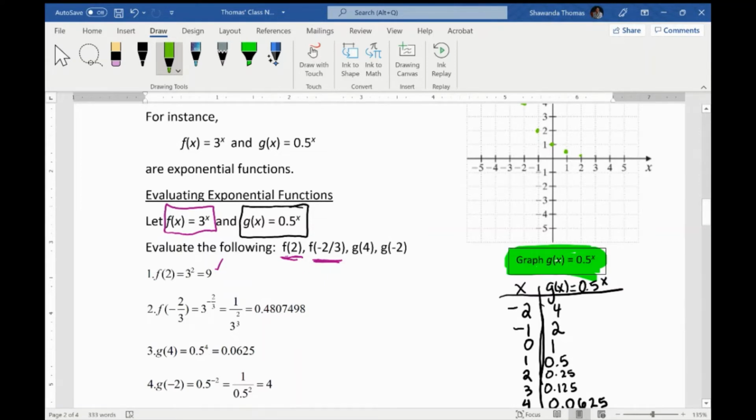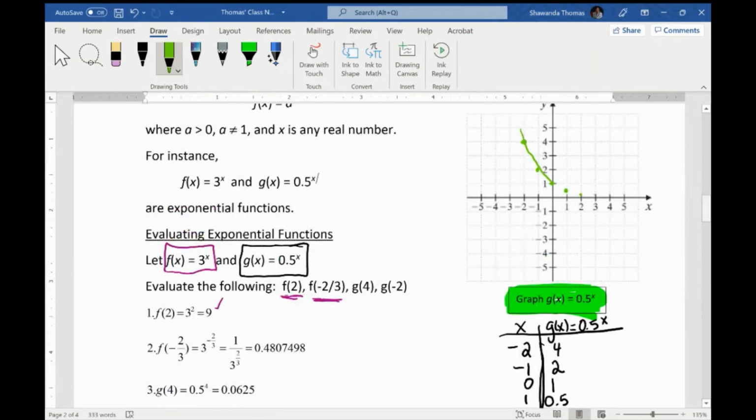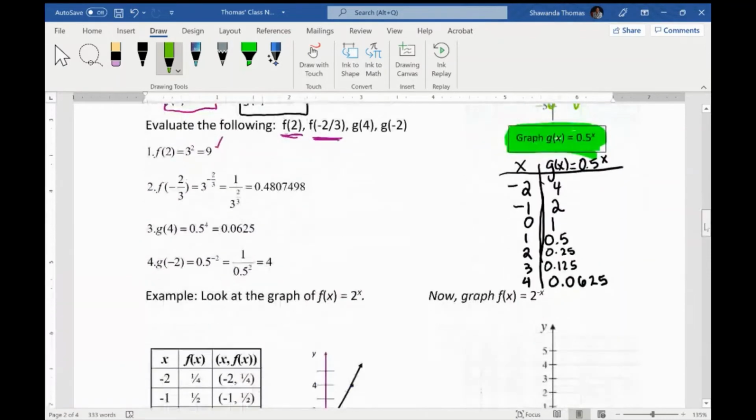Okay, so this function right here is looking like this. Would you say this function is decreasing or increasing? Decreasing. How do you know that? It's falling to the right. Very nice. So if you trace from left to right with your pencil, it will be going down, which means it's a decreasing function. All right. Very good.